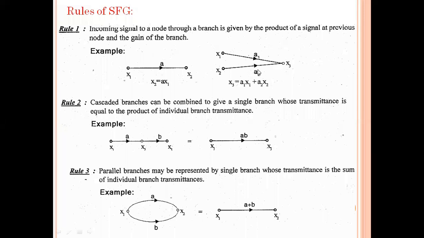A1 is parallel, A2 is parallel. In order to get the x3 value, it will be A1 x1 plus A2 x2. Here these two are in parallel. That's why we kept the plus symbol in between. Which means to simplify or to combine parallel branches, we can add the branch gains. This is our rule number 3. Series means multiply, parallel means addition. The same we have seen in the block diagram reduction rules also.